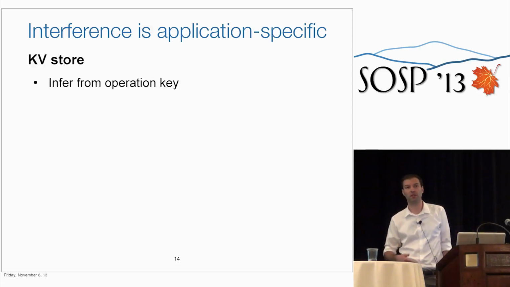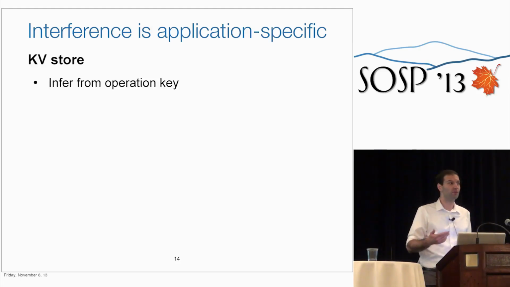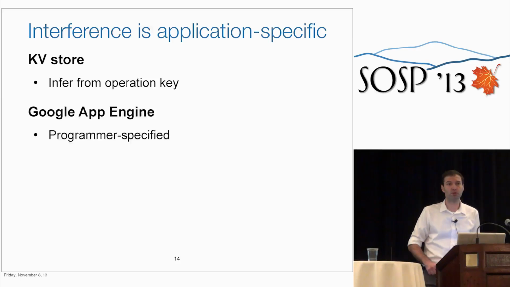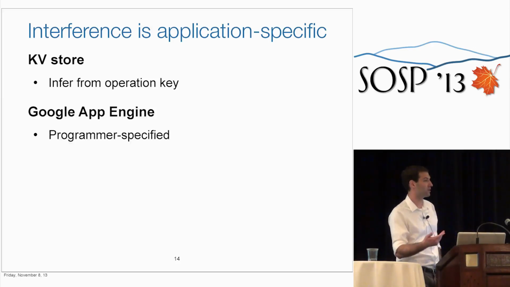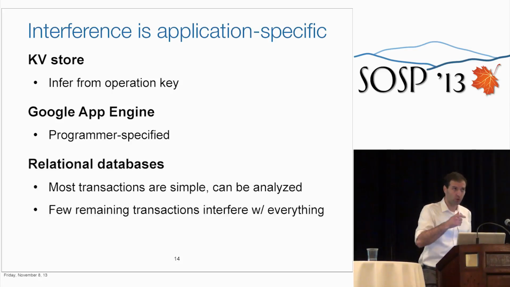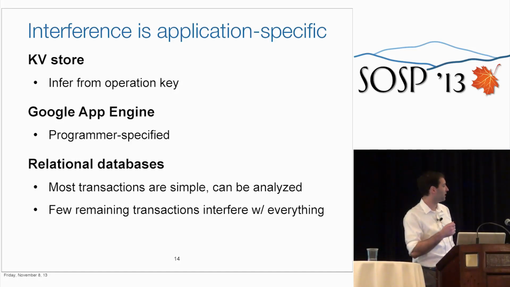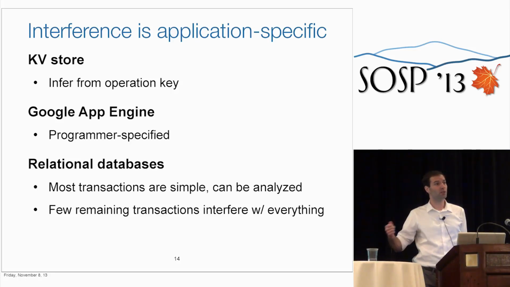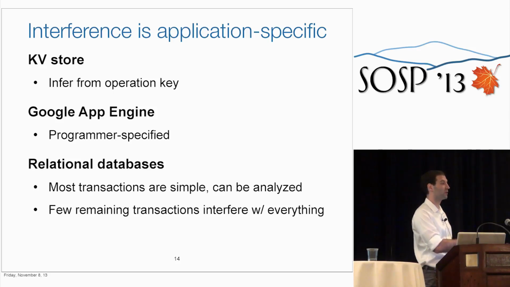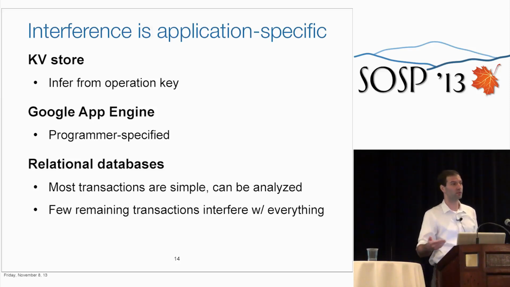For NoSQL systems that are variations of key value stores, it is easy to infer interference because we can just look at the operation key. If the keys for 2 operations match, then those operations interfere. If not, they don't. Another approach is to have the programmer specify interference explicitly. And this is similar to what Google App Engine requires of developers. And finally, even for more complex databases like relational databases, it turns out that it's possible to infer interference because most transactions executed in OLTP workloads are simple enough that we can analyze them before execution and we can tell exactly which rows in which tables they will touch. The remaining few transactions for which we cannot do that, it is safe to assume that they interfere with everything else.